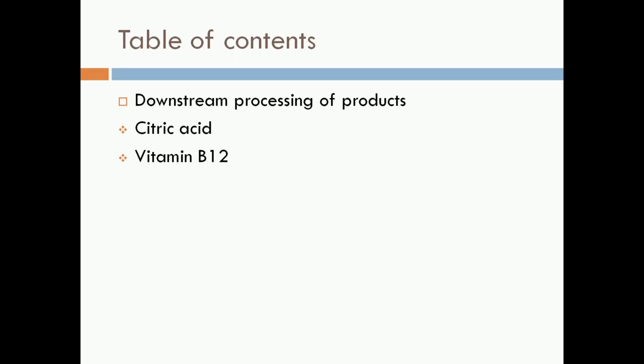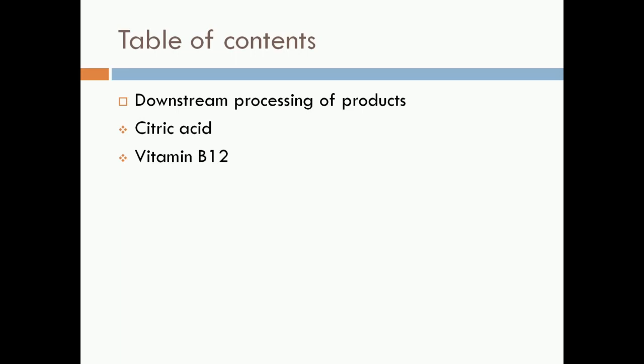Today we'll be studying the downstream processing of two important products, that is citric acid and vitamin B12. These two products we'll study in detail. Apart from these two products, there are various other products whose downstream processing will be studied. Even insulin and ethanol downstream processing steps have been studied, and that has already been dealt with in the previous lectures.